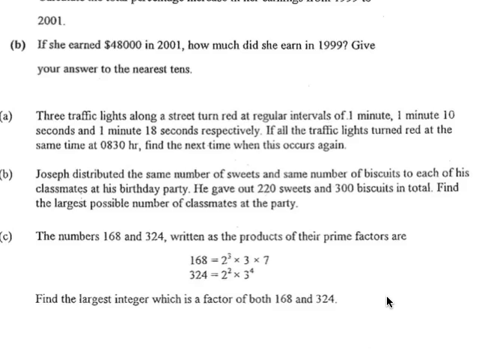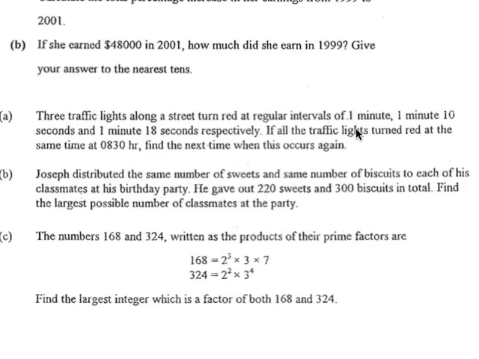It says for part A that 3 traffic lights along a street turn red at regular intervals. Is this a question of highest common factor or lowest common multiple? Let me just ask you straight up. The answer would be lowest common multiple. Why? Because each light turns red at certain periods of time, and when they turn red at the same time, that means it multiplies itself. So therefore, it's lowest common multiple.